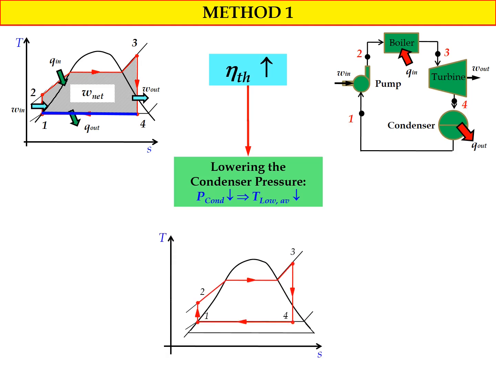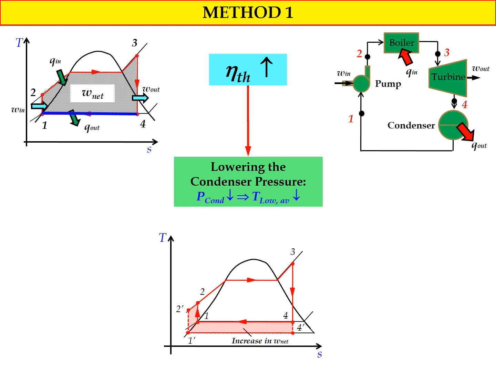Okay, if you look at the TS diagram, it shows the basic ideal Rankine cycle represented by the red line cycle. If you reduce the pressure of the condenser during the heat rejection process, we will have a new additional area that represents the increase of W net for method number 1. And we will have new states for state 1, state 2, and state 4, represented by 1 prime, 2 prime, and 4 prime respectively.